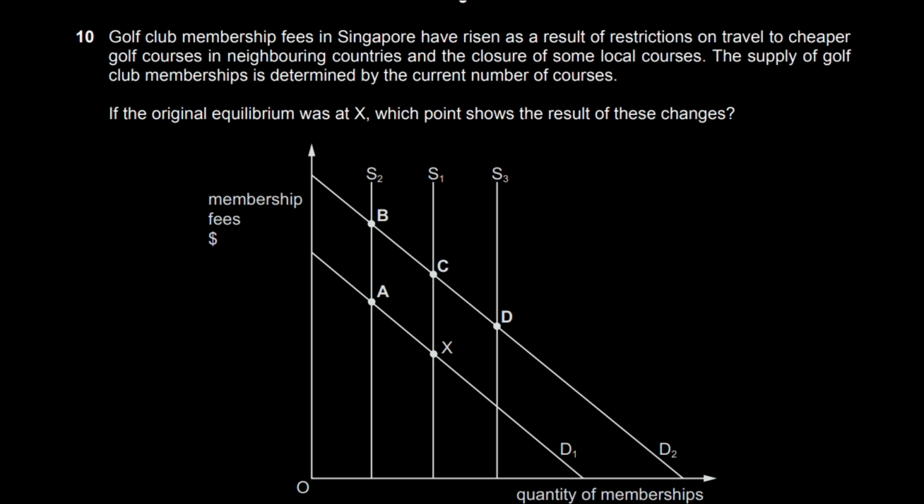Question number 10 states golf club membership fees in Singapore have risen as a result of restriction on travel to cheaper golf courses in neighborhood countries. Okay, so if we divide this question into two halves, based on the information given by the examiner, we can infer that the restriction on travel and closure of some local courses, as stated after this part, would decrease the supply of golf club membership. Hence, our aggregate supply will fall.